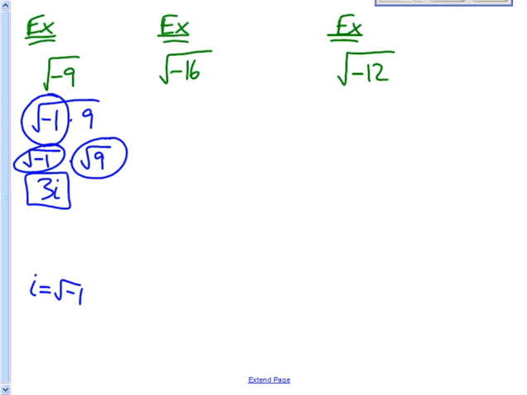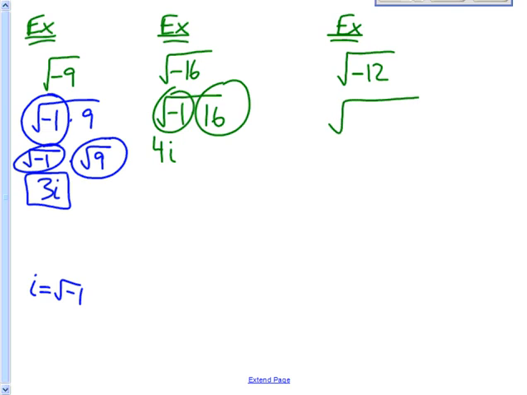How about the square root of -16? I say, oh, that's -1 times 16. The square root of -1 is i, and the square root of 16 is 4. So this is 4i. How about the square root of -12? Well, that's -1 times 4 times 3, which gives i times 2 root 3, or 2i root 3.